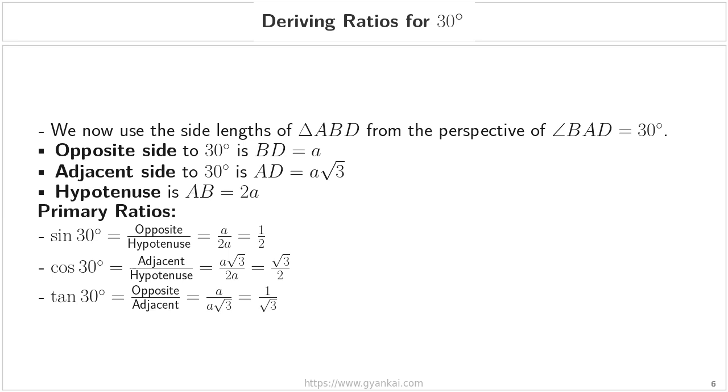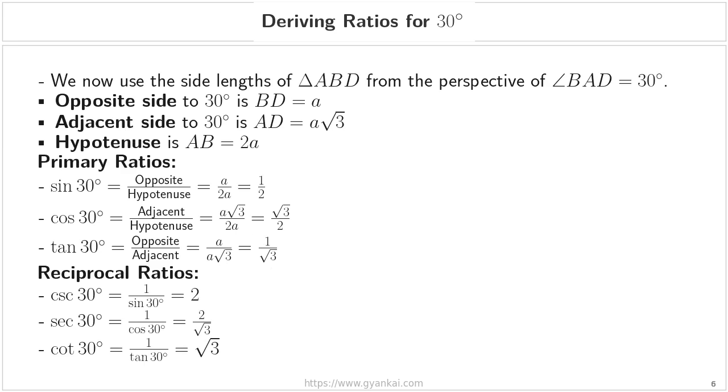Then, for tangent 30°, we use the ratio of the opposite side to the adjacent side. This gives us a divided by a times the square root of 3. After canceling the a, we get 1 over the square root of 3.